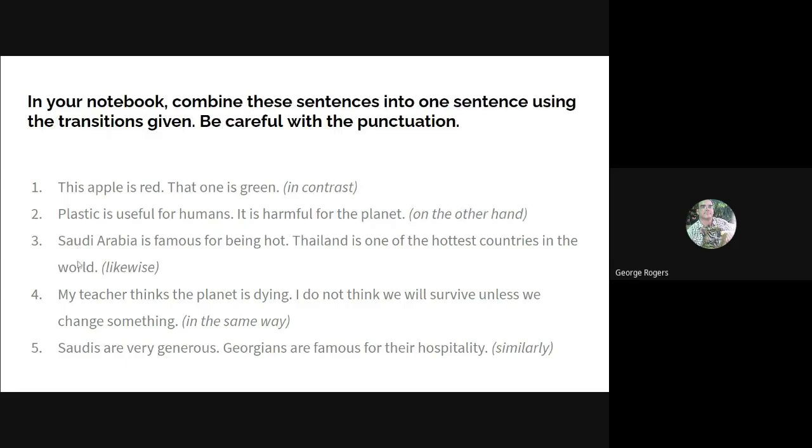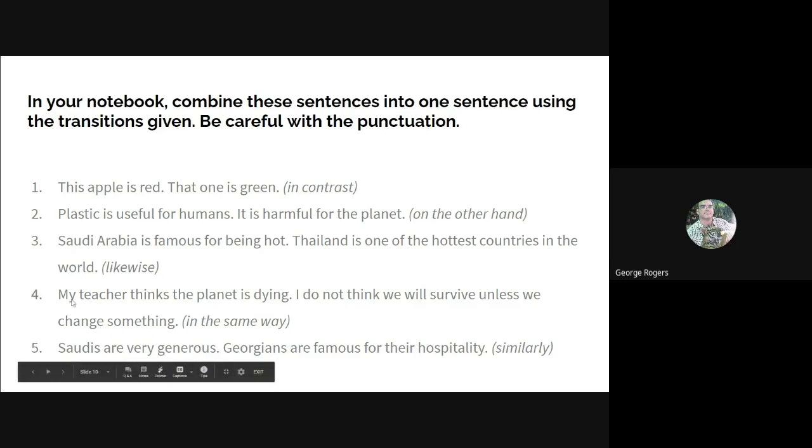Number 3: Saudi Arabia is famous for being hot. Thailand is one of the hottest countries in the world, and we're using likewise. So likewise, we're doing how they are the same. So again, Saudi Arabia is famous for being hot. You put something, and then you go with the transition.